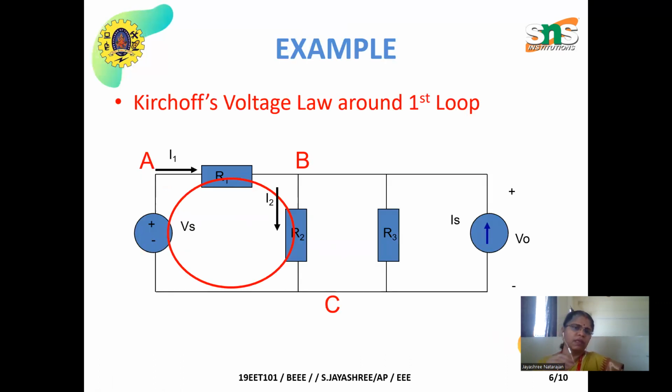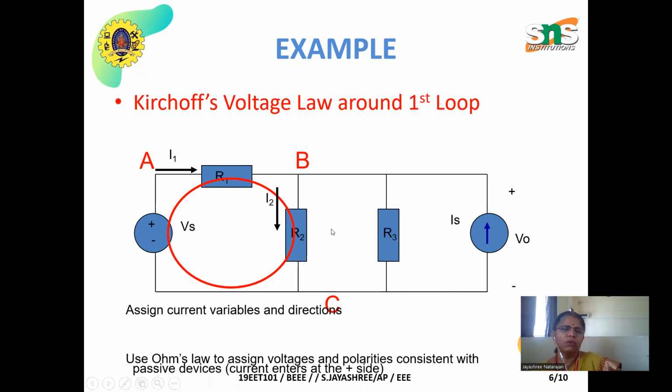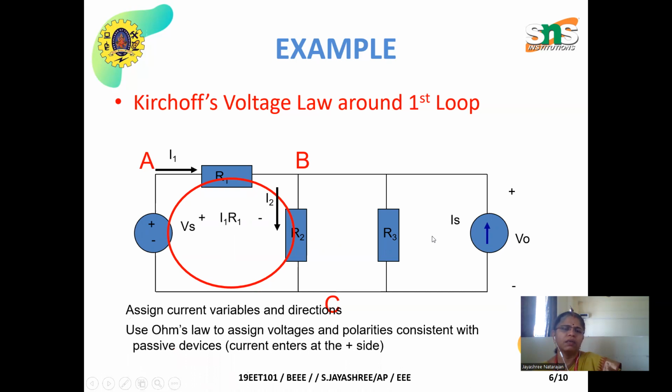With an example, we'll discuss. Okay, look into this picture. This is the circuit we are taking here. In this, the red color circle represents a loop. This is a closed path in this circuit. In this circuit, there are three loops: loop number 1, 2, and 3. So there are three loops in this circuit.